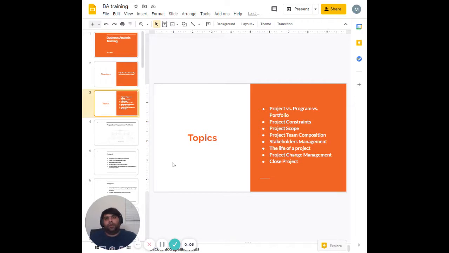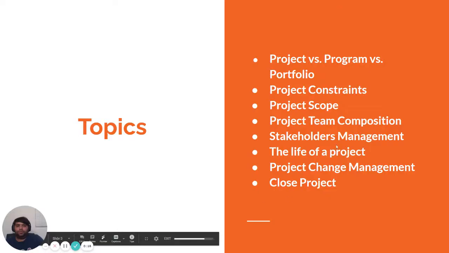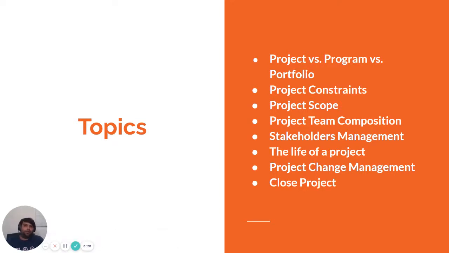So yesterday, what we saw, are you able to see the screen? We talked about project versus program versus portfolio, project constraints, and a little bit of project scope. What is the scope and what are we going to do. Today we are going to talk about project team composition and stakeholder management. Two topics we are going to talk about.